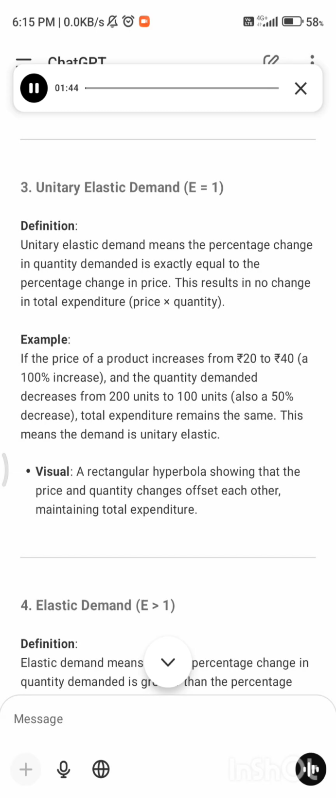Example: if the price of a product increases from 20 to 40, a 100% increase, and the quantity demanded decreases from 200 units to 100 units, also a 50% decrease, total expenditure remains the same. This means the demand is unitary elastic. Visual: a rectangular hyperbola showing that the price and quantity changes offset each other, maintaining total expenditure.